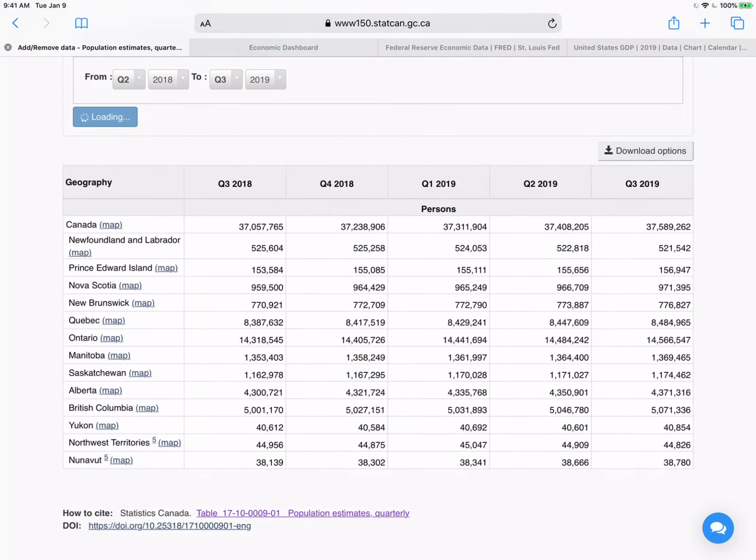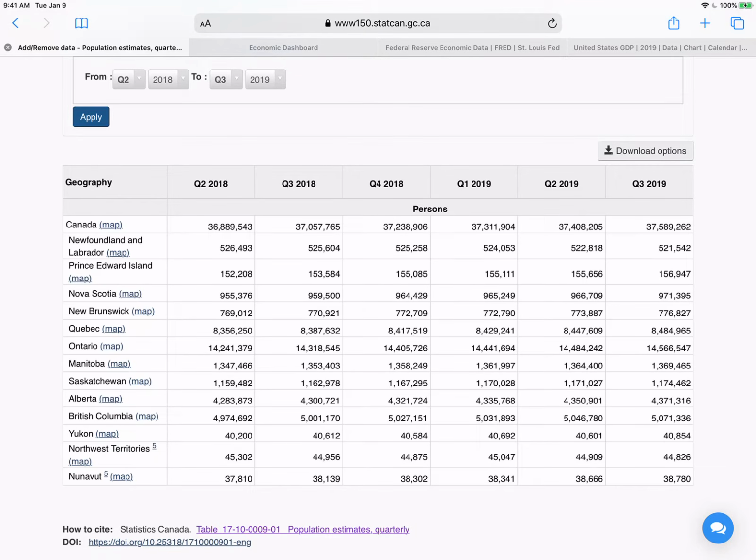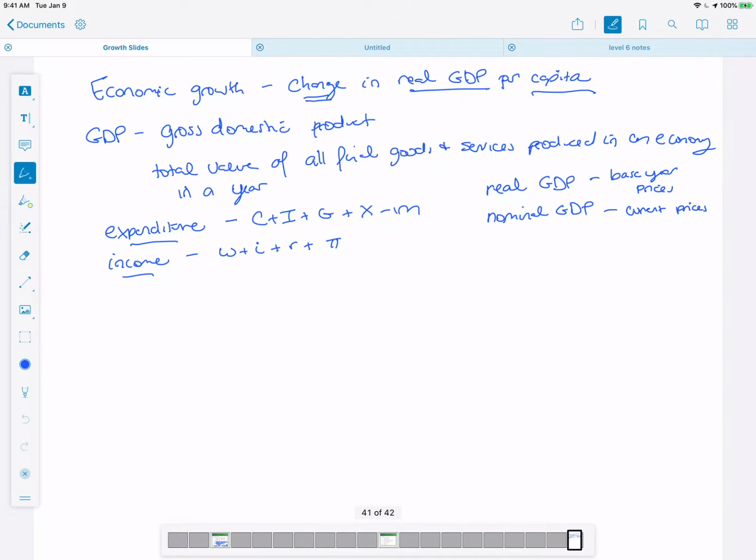But I'm just going to look at the second quarter of 2018, and I'm going to go look at the second quarter of 2019. So when we look here, the second quarter of 2019 is 37,408,205 people. And the second quarter of 2018 was 36,889,543. So let's just go back over to our notes and let's write that in.